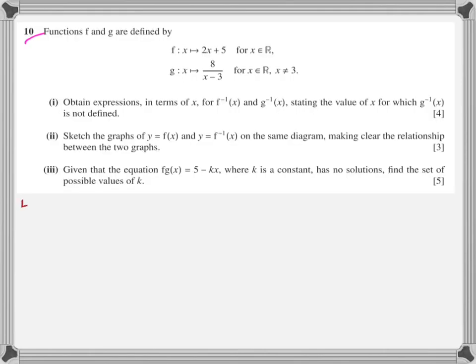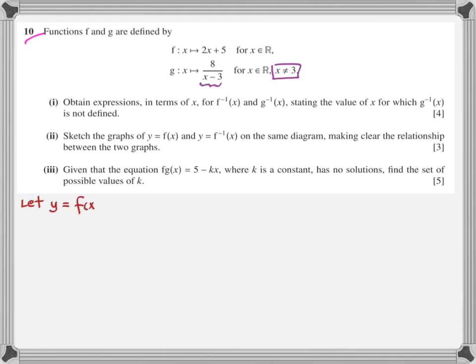Question number 10. There is a straight line function and a reciprocal function. Why does it say x is not equal to minus 3? Because if x were to be minus 3, then 3 minus 3 is 0, and 8 over 0 would be undefined. Obtain expressions in terms of f inverse and g inverse, stating the value of x for which g inverse is not defined. Let's work it out.